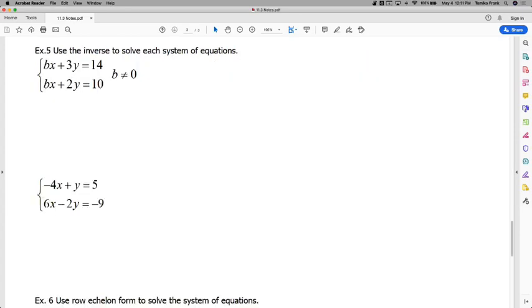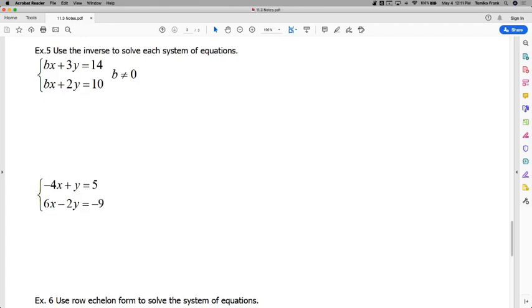Okay, let's try one more. I'll do example 5, part A, and then you guys will finish the rest of this and check your work. All right, so again, we want to use the inverse to solve each system of equations. This time we've got this variable B included in there. We're going to take B as one of those coefficients.